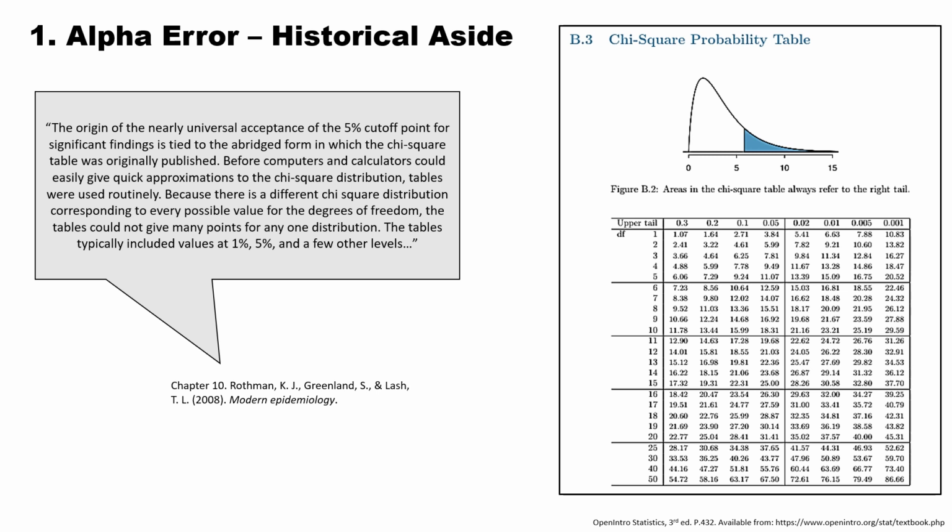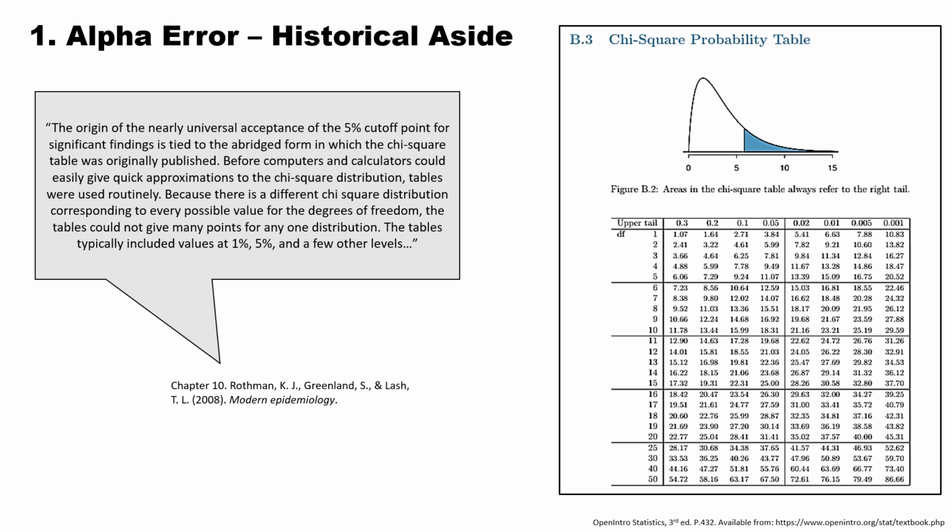Before computers and calculators could easily give quick approximations to the chi-square distribution, tables were used routinely. Because there is a different chi-square distribution corresponding to every possible value for degrees of freedom, the tables could not give many points for any one distribution. The tables typically included values at 1%, 5%, and a few other levels.